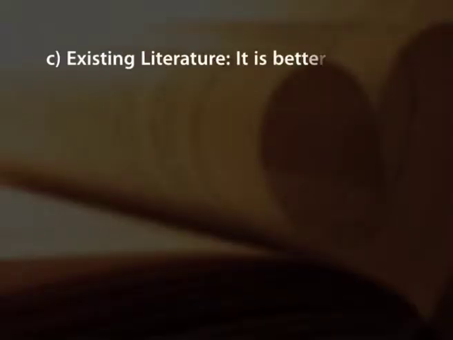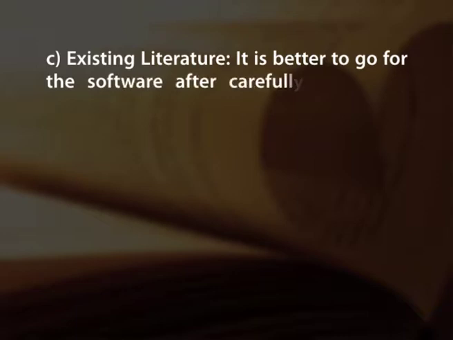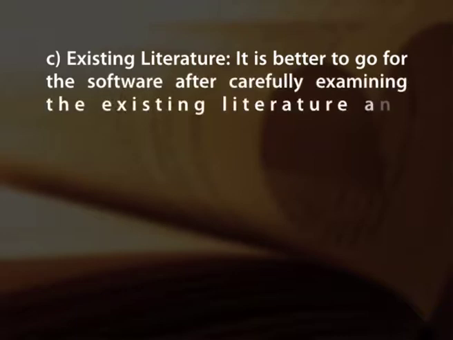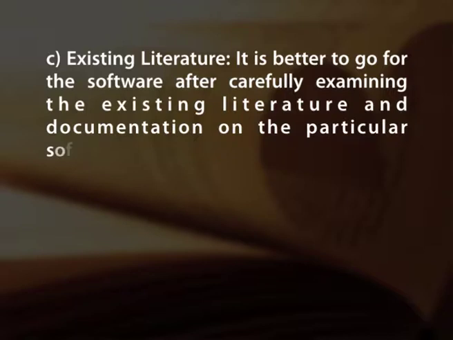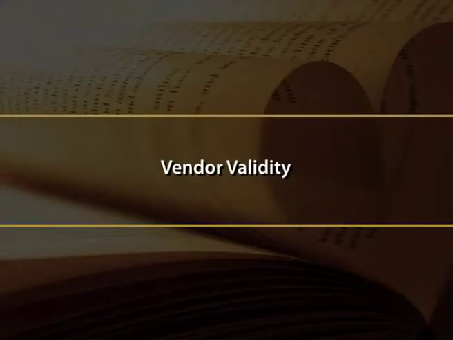Existing literature. It is better to go for the software after carefully examining the existing literature and documentation on the particular software package. 2. Vendor validity. Reputation of the manufacturer and vendor. What is the reputation of the software vendor or manufacturer in the market, or for how long have they been working in the field, is the next important thing to consider.